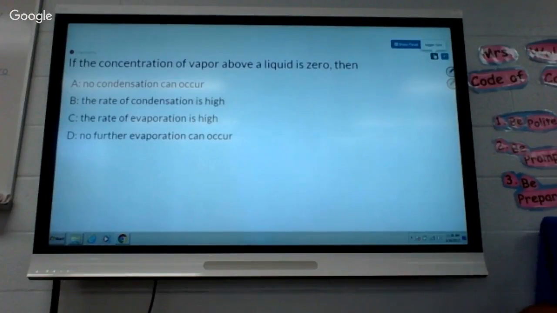Alright, so we're 14 to 2. So, which one's the right answer? A. If the liquid has no vapor above it, meaning there's no gas, can you condense if there's no vapor? No.